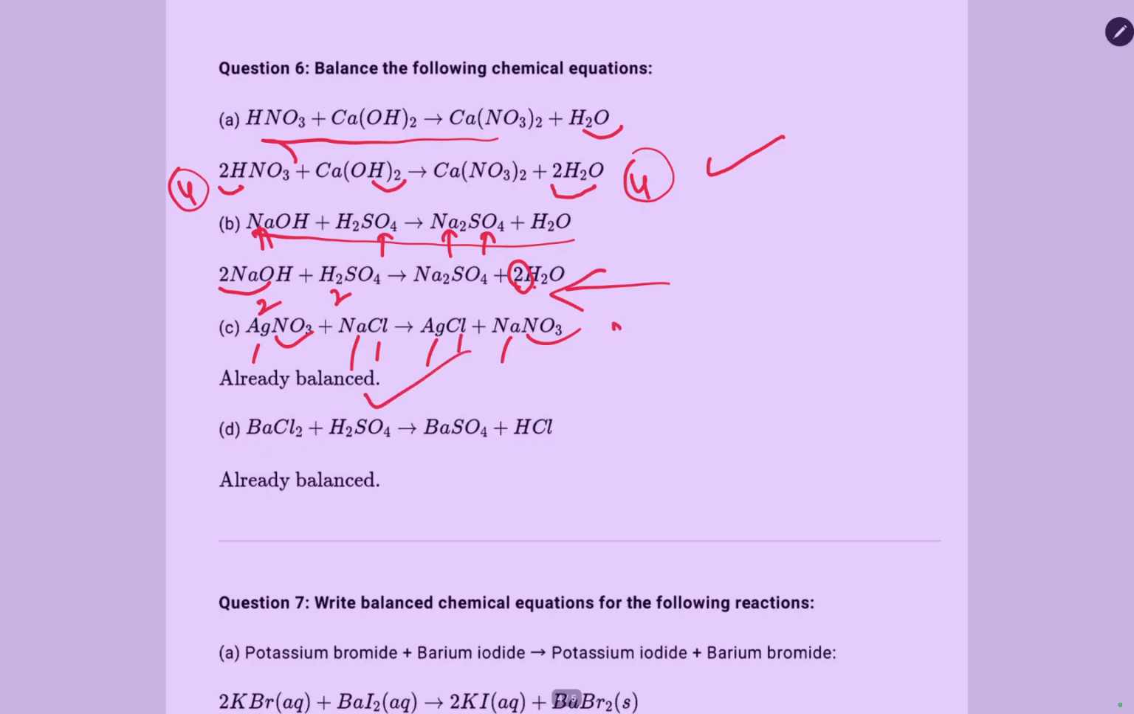And the last one, BaCl2 plus H2SO4 gives BaSO4 plus HCl. Barium 1 and 1, chlorine here H2, right? H2 and Cl2. Here HCl is there. Here you have to put 2, and SO4 matched. So then it is balanced. Just keep 2 here, then it will be a balanced chemical equation.